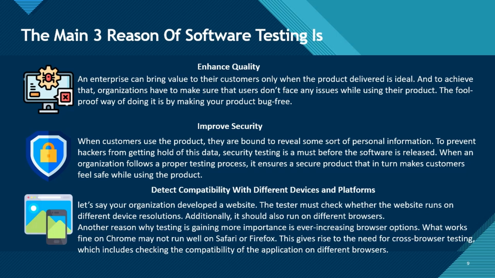3. Detect compatibility with different devices and platforms. Let's say your organization developed a website. The tester must check whether the website runs on different device resolutions. Additionally, it should also run on different browsers. Another reason why testing is gaining more importance is the ever-increasing browser options. What works fine on Chrome may not run well on Safari or Firefox. This gives rise to the need for cross-browser testing, which includes checking the compatibility of the application on different browsers.